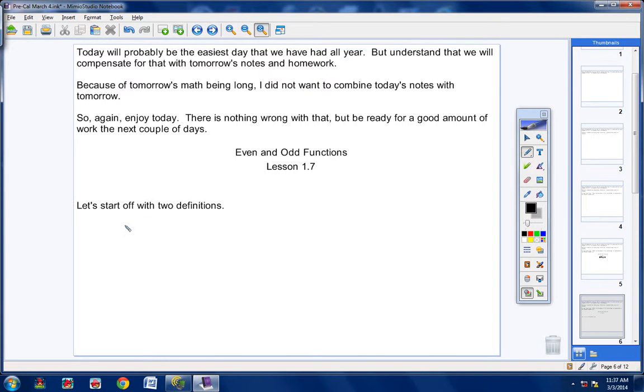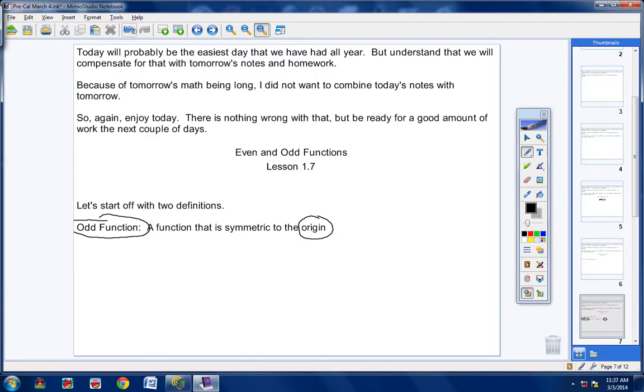Now, it would be good if we would start off with two definitions. So please write these two definitions down. What is an odd function? An odd function is a function that is symmetric to the origin. Now, hold on a second. We just learned that yesterday. We know how to test to see if a function is symmetric to the origin. So really, we're learning nothing new today, except that we have another name for a function that is symmetric to the origin, and we call it an odd function.